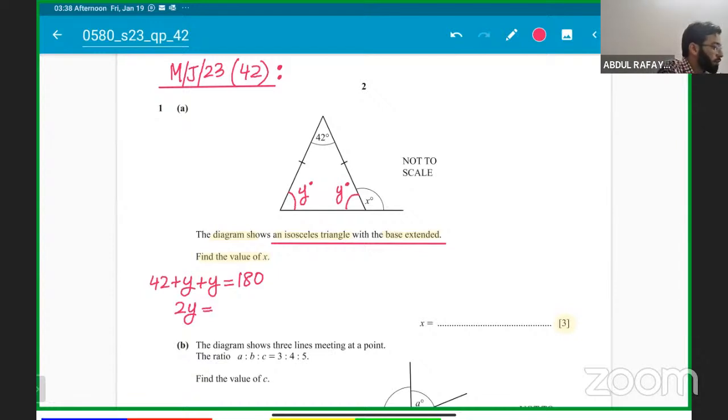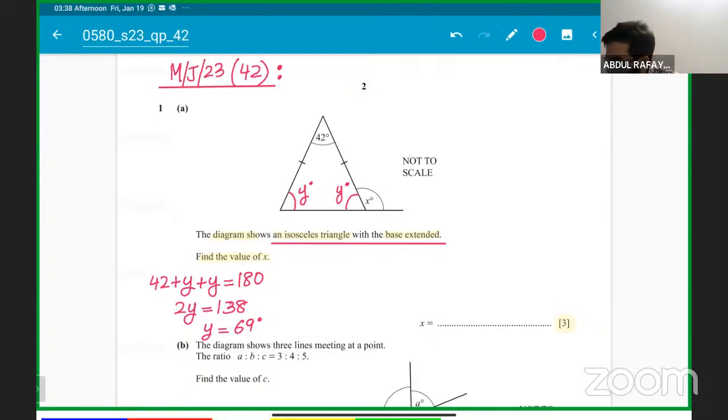Make sure you have calculators with you. Okay, everyone, following? Getting it? So yes, let's get the calculator. It will be 180 minus 42, that is 138. And you will get the y, sir. Make sure to show all the workings properly. 138 divided by 2, y is 69 degrees, okay?